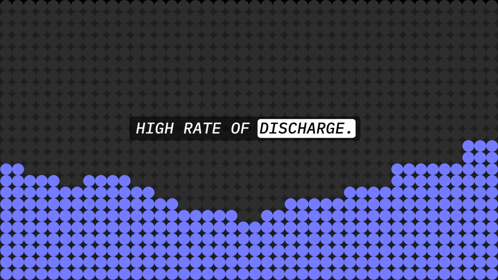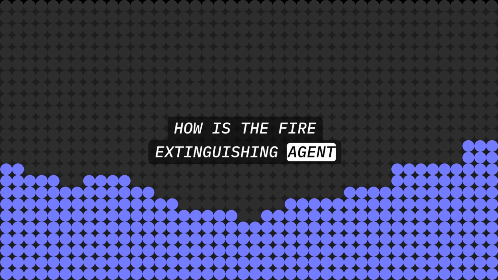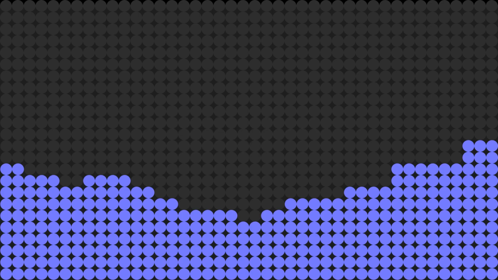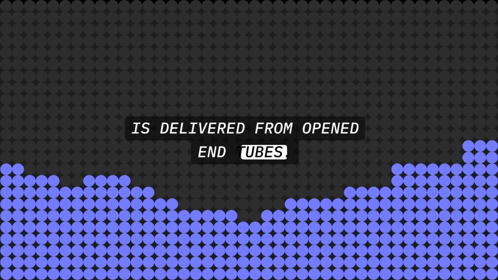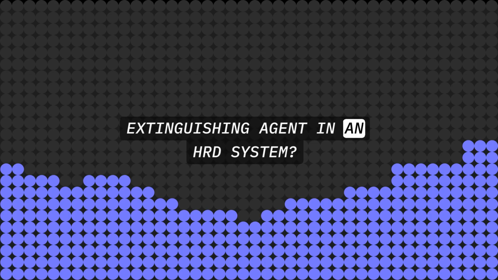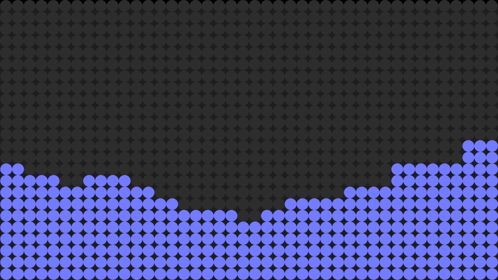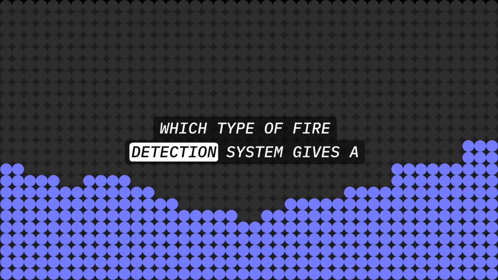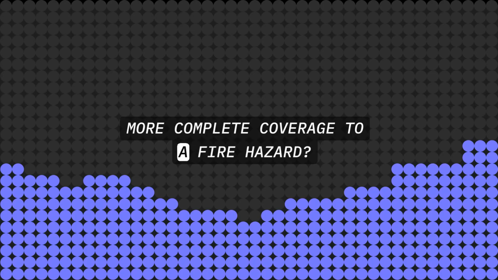High rate of discharge. How is the fire extinguishing agent distributed from an HRD system? It is delivered from open-ended tubes. How long does it take to discharge the extinguishing agent in an HRD system? It only takes 1 to 2 seconds. Which type of fire detection system gives a more complete coverage to a fire hazard?